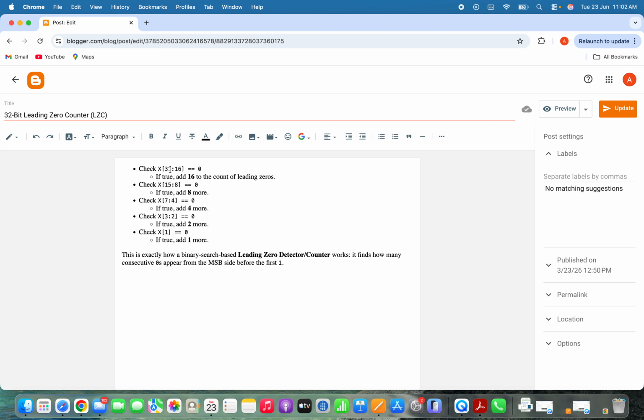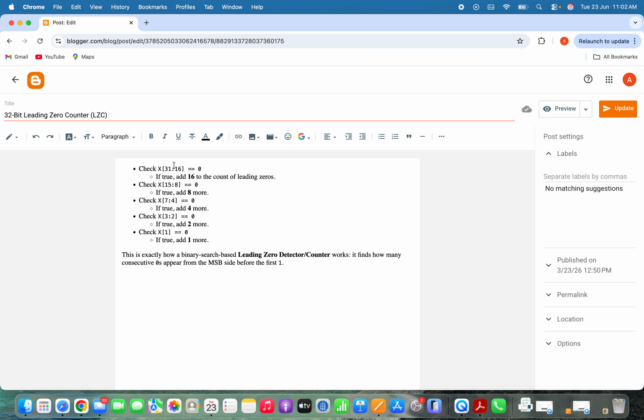On the other hand, if x31 down to 16 is not 0, then the first logic 1 must be present somewhere within these upper 16 bits. In this case, we ignore the lower half and continue searching only in x31 down to 16.